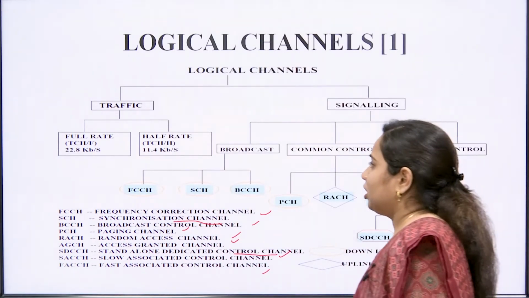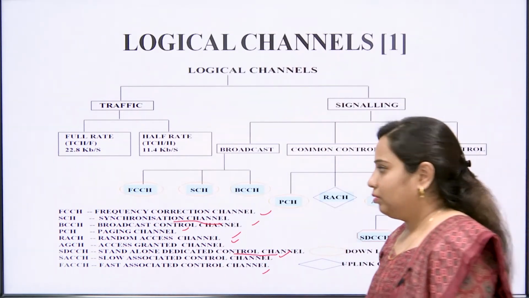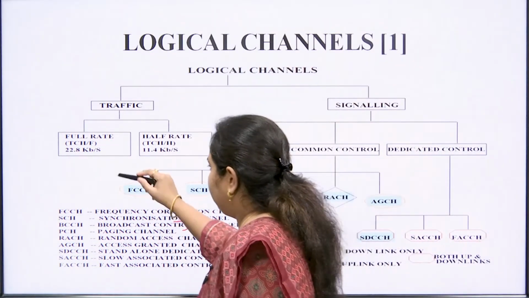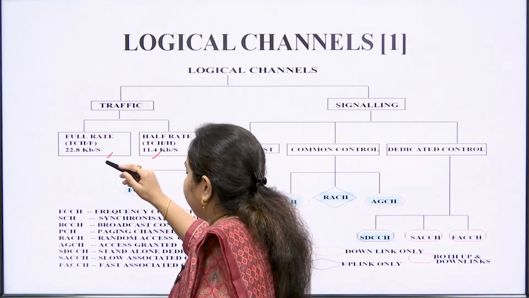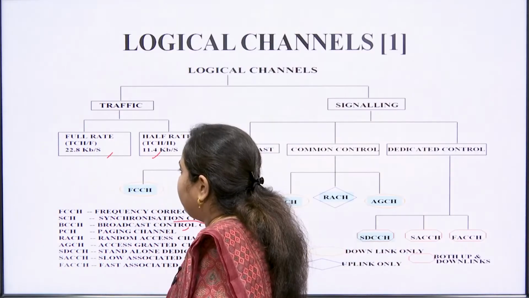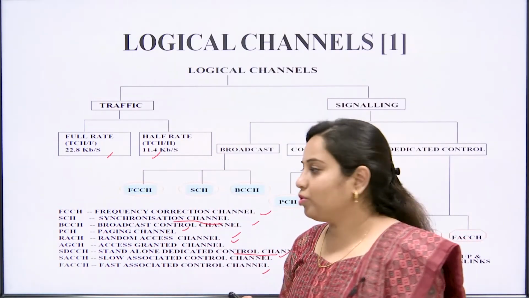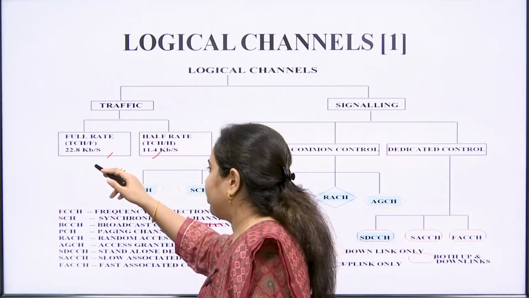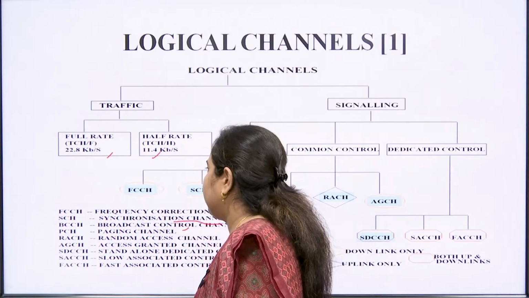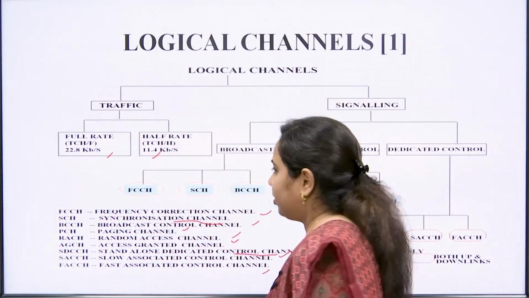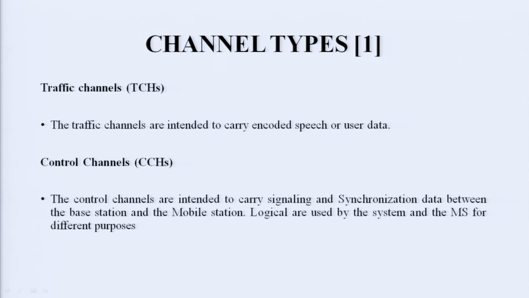Now, when we talk about the traffic channel, where data has to be transmitted either at full rate or half rate. Full rate means the full data rate is being used for transmission. That will be 22.8 kbps, and half rate is exactly half of the full rate, that is 11.4 kbps of traffic data. So, that is related to the logical channel.